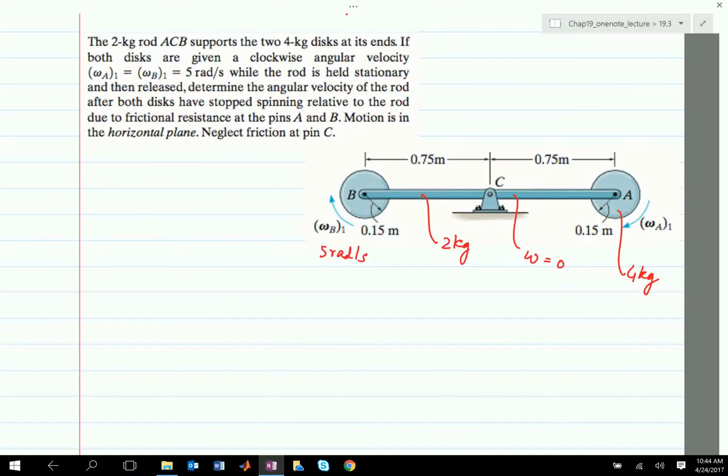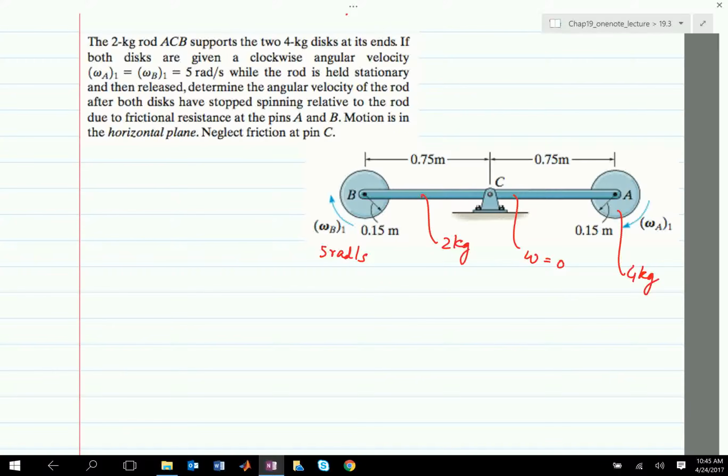And then what happens when you let it go, because of the coupling, because the disks are spinning, it tends to sort of entrench the rod, and the whole system moves with the same angular speed. So when the problem says there's no relative speed between the disks and the rod ABC, it means that the whole system is moving with a single angular speed. The whole thing has a single angular speed.